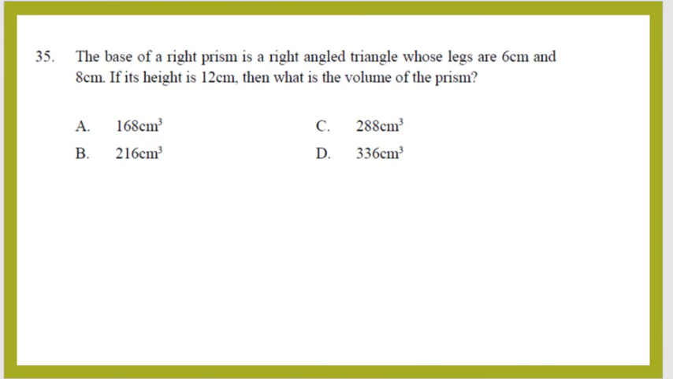Question number 35, what does it say? It says the base of a right prism is a right angle triangle whose legs are 6 and 8. That means we can, let us try to draw it. It is a prism, the base is a right angle triangle. It's a type of like this one. And the altitude is already given to you, 8. And the base, this triangle, it's a right angle triangle, and the two legs are 8 and 6 given to us already.